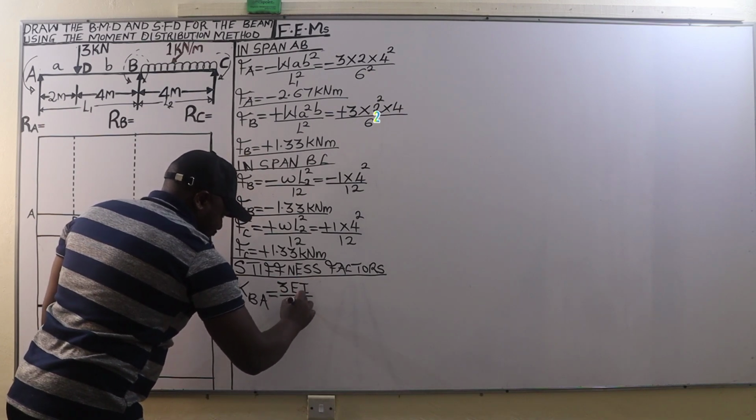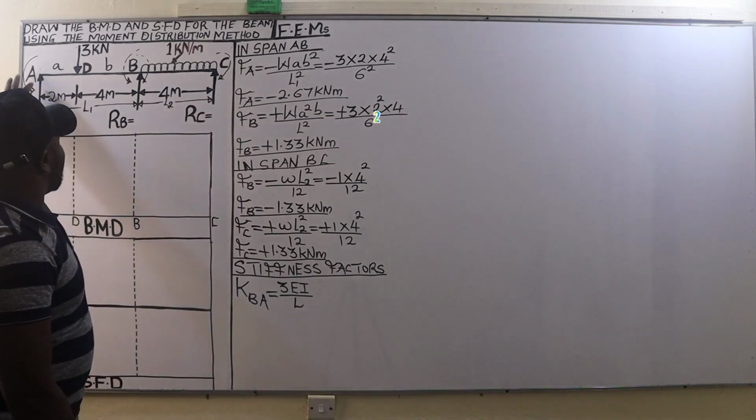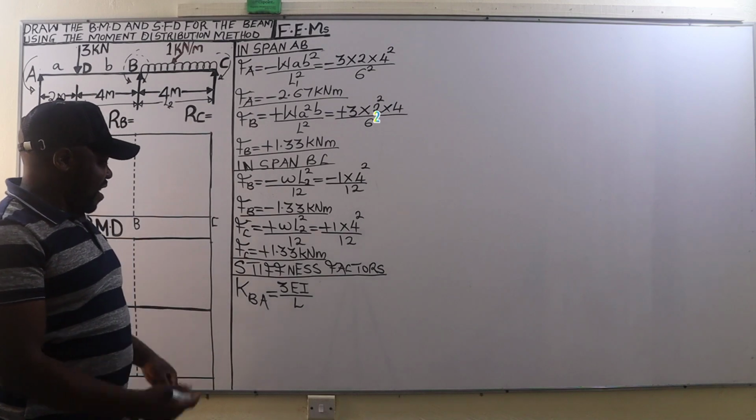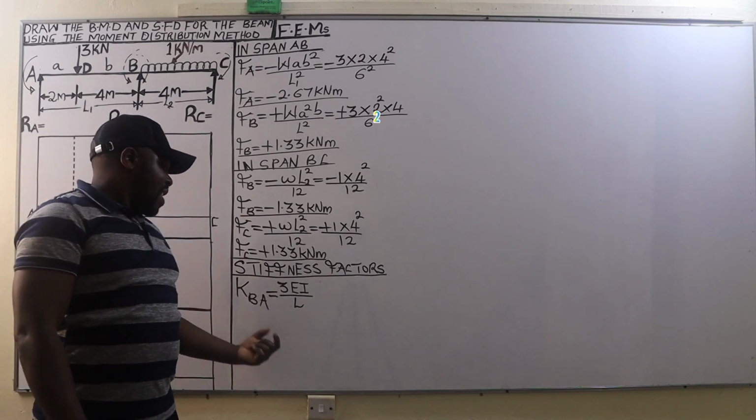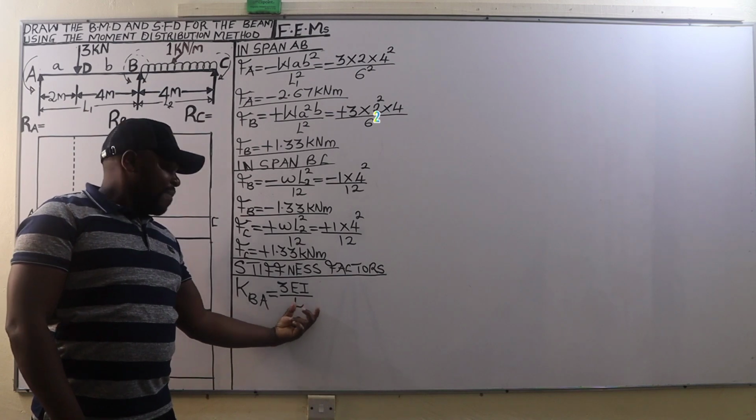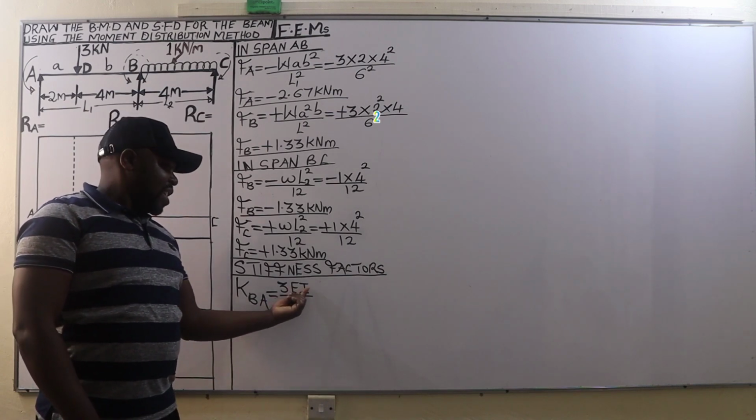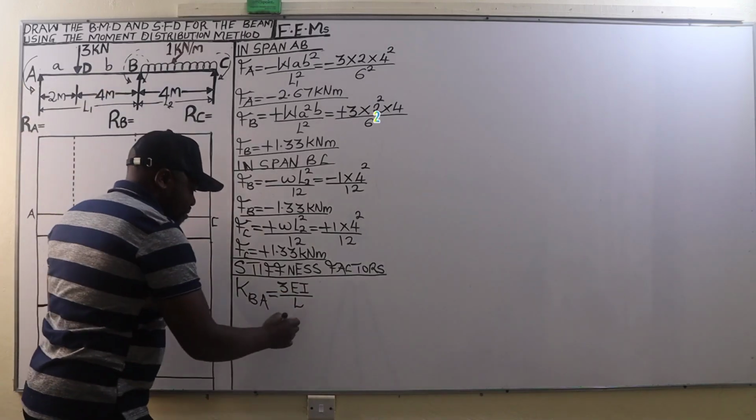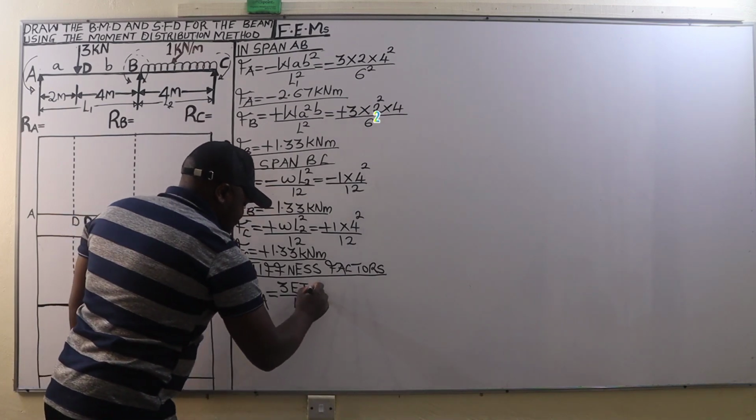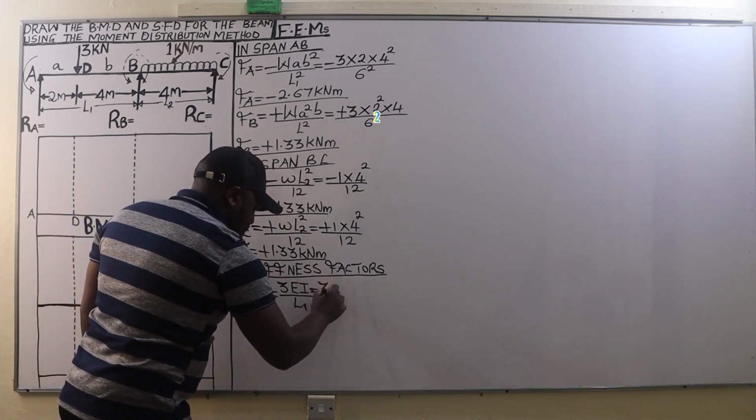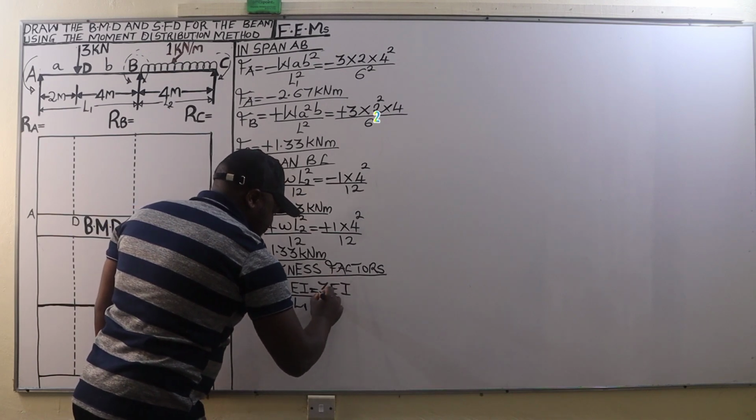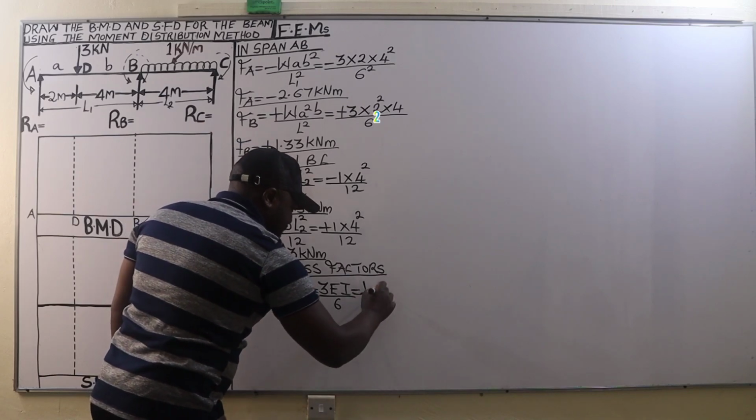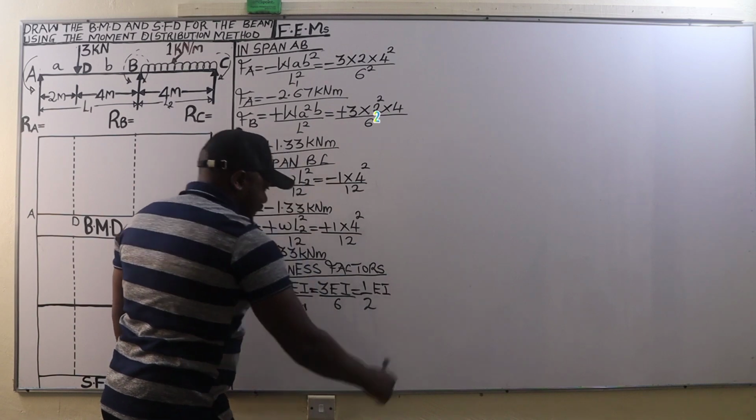3EI divided by L, since the beam is hinged at A, or in other words, the beam is simply supported at A. So when a beam is simply supported or hinged, the stiffness factor is usually given by this formula, whereby E is the modulus of elasticity, I is the moment of inertia, and L is the span A to B. So in this case, we are going to have L1. This is going to be equal to 3EI divided by L1, which is 6. And when you simplify that, that is going to give us a stiffness factor of a half EI.